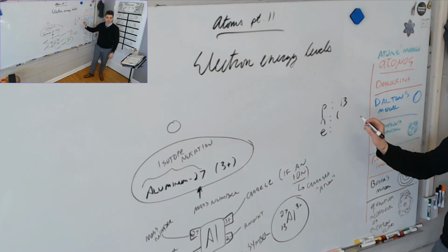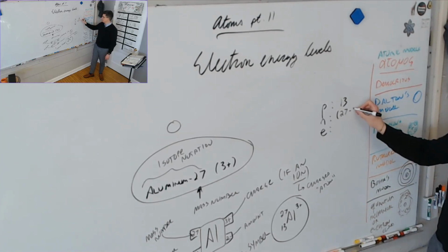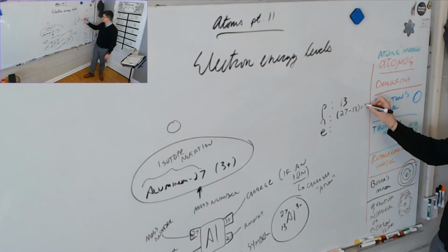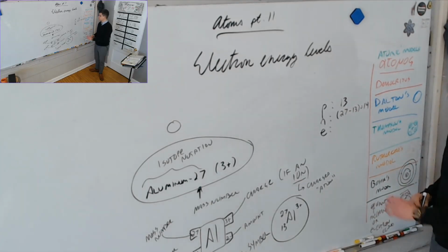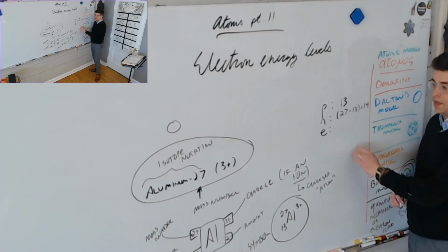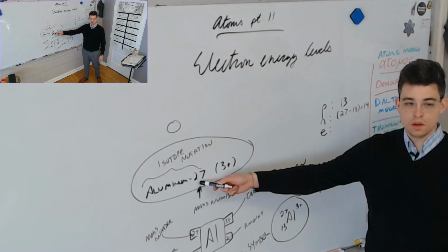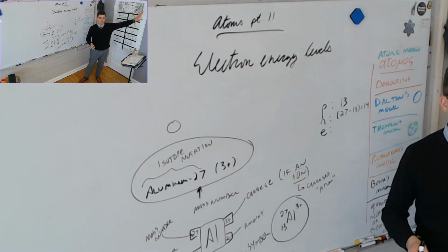You don't have to show this. I saw a lot of people showing this on their bell work. You don't have to show this, but it's equal to the mass number minus the atomic number, which is, as you said, 14. Where's the mass number at? It has to be given to you. You cannot find it on the periodic table. Thank you for pointing that out, Taylor.